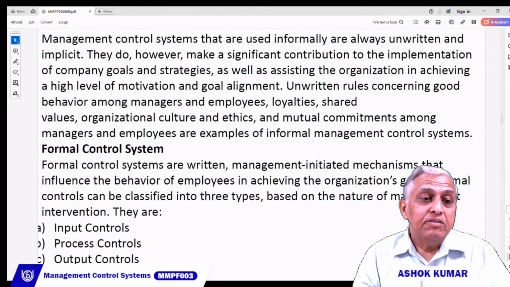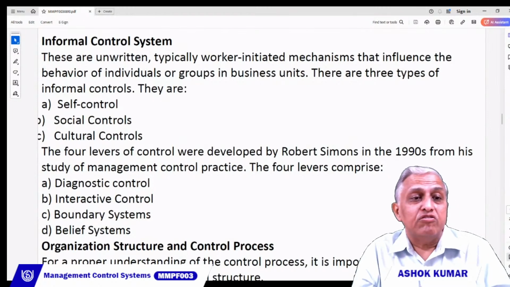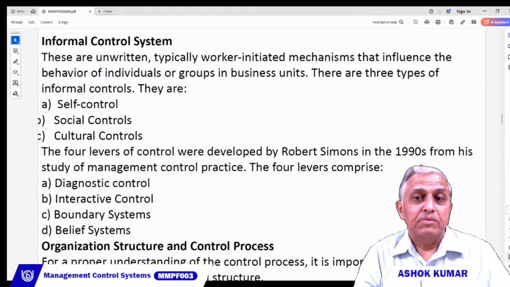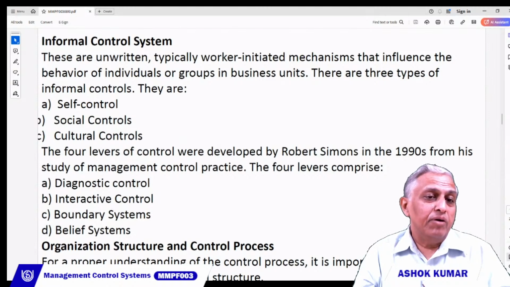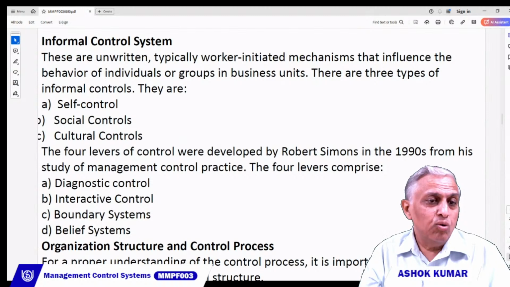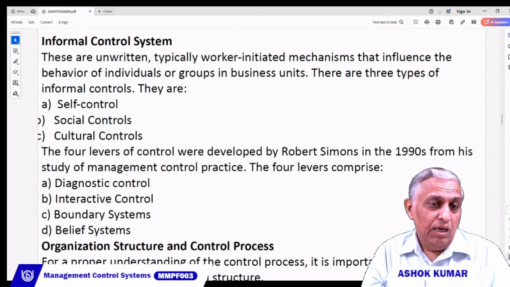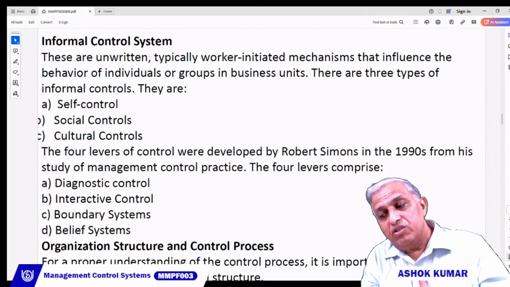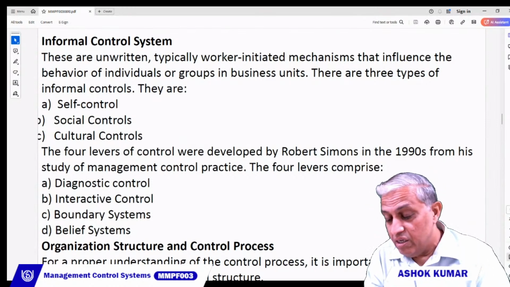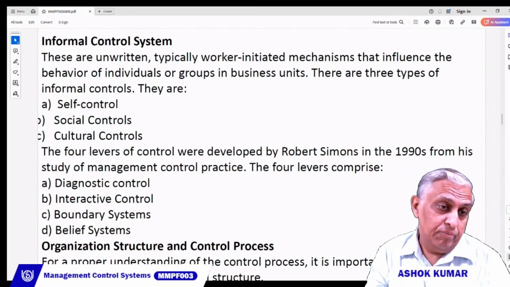All right, friends. Informal control systems are unwritten, typically worker-initiated mechanisms that influence the behavior of individuals or groups in business units. There are three types of informal control: self-control, social control, and cultural control. Self-control means there are certain things which you can control according to your wisdom, your educational qualification, and the mandate given to you.